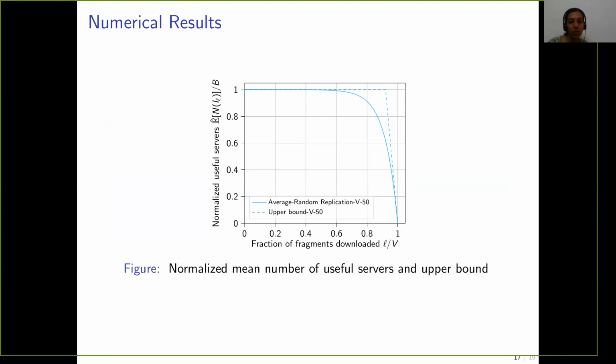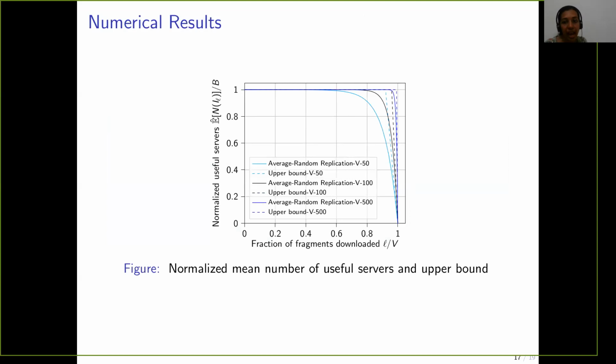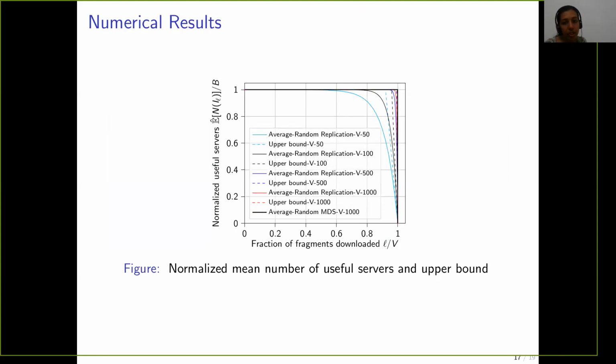Here we have the plots. So here the solid line indicates the normalized average number of useful servers, and the dashed line indicates the upper bound on this normalized number of useful servers. And as we increase the value of V, which is the number of fragments, we see that the gap between the actual performance and the upper bound is diminishing. And finally, it will converge to the optimal performance, which is also offered by the MDS codes.